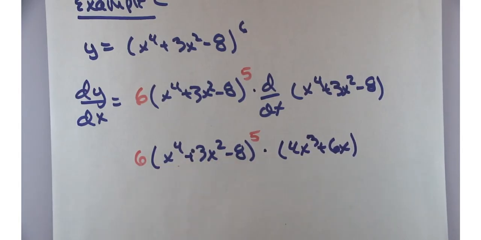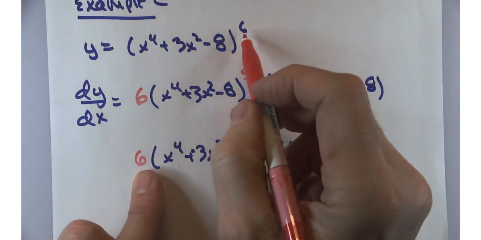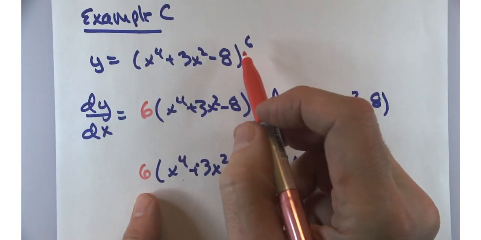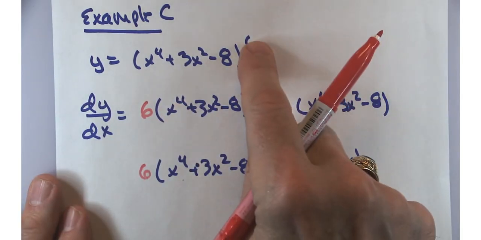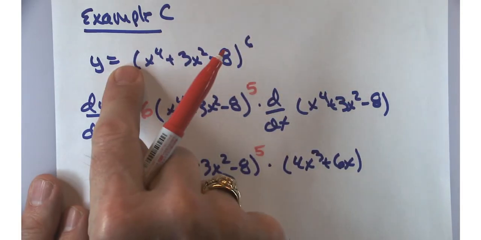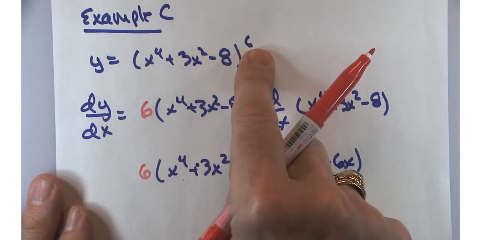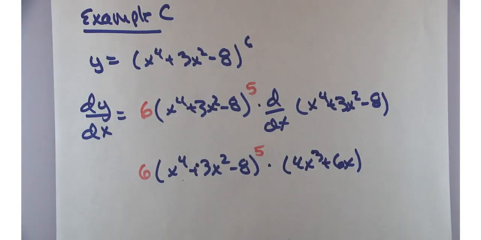Yes, sir? Where do you get the 5th power from? Oh, this was a 6 here, right? So when we looked at this and we differentiate, the outside function is something to the 6th power, so the 6 comes out in front and we subtract 1 from the exponent. All right? Appreciate the question, though. Thanks, Ethan.